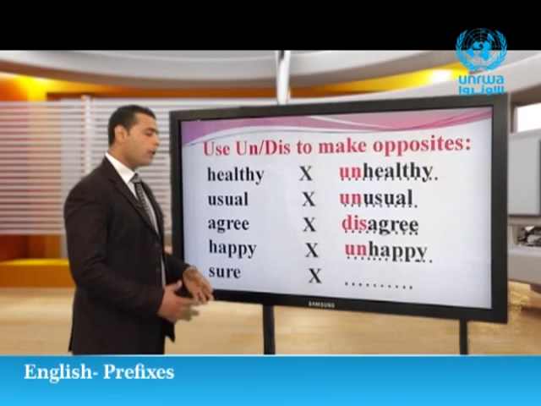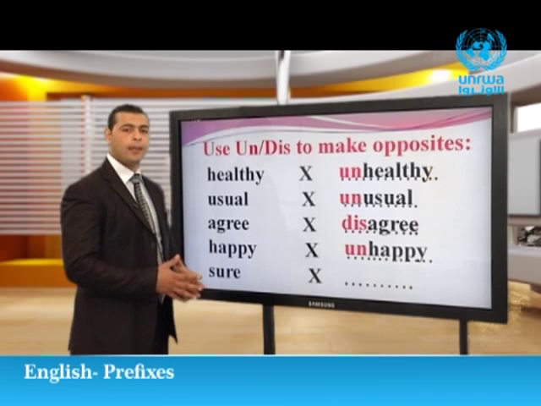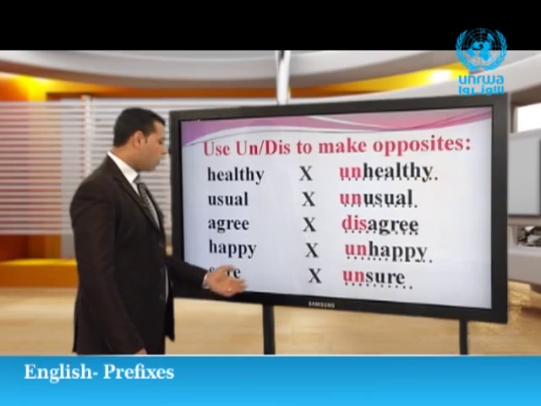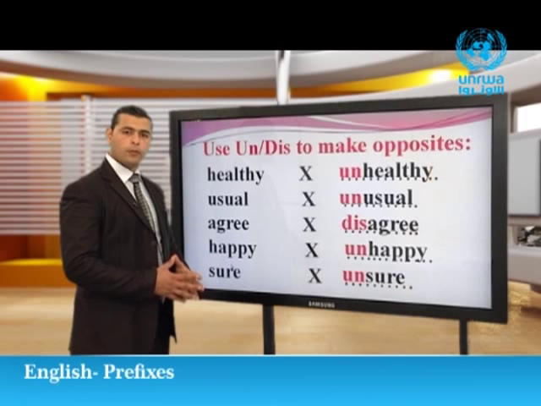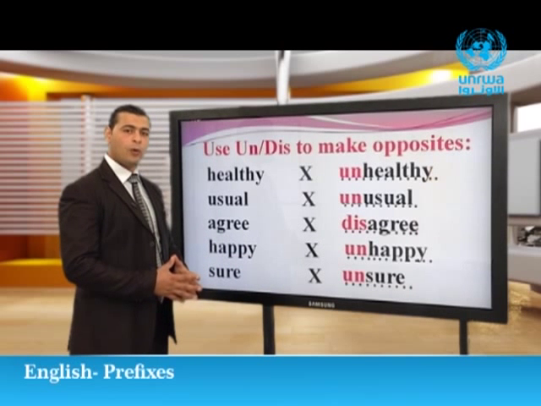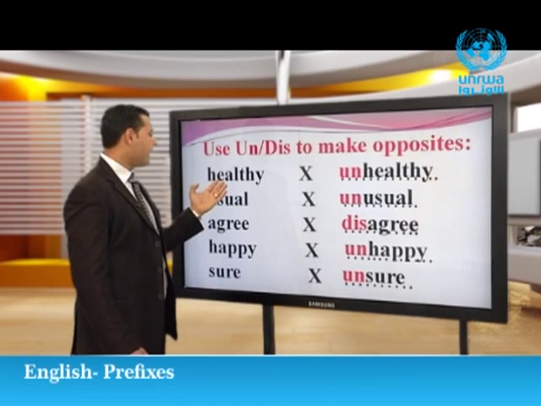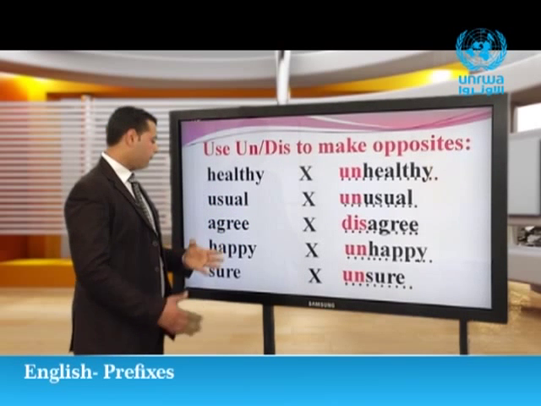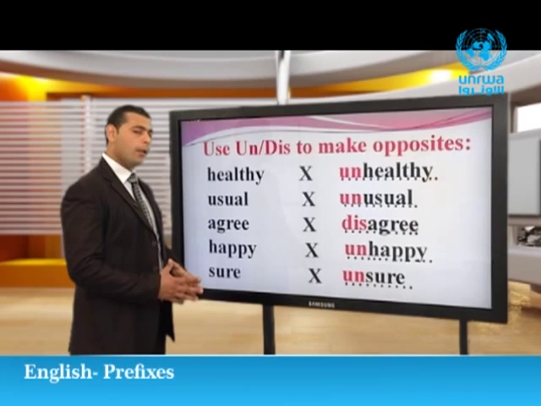Here we have happy, unhappy. Sure, unsure. Sure, متأكد, متيقن. Unsure, غير متأكد أو غير متيقن. Let's read them again. Healthy, unhealthy. Usual, unusual. Agree, disagree. Happy, unhappy. And finally, sure, unsure.